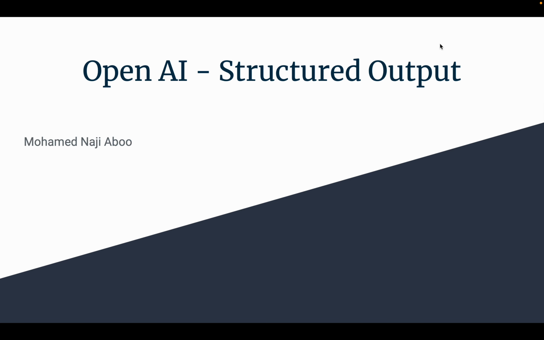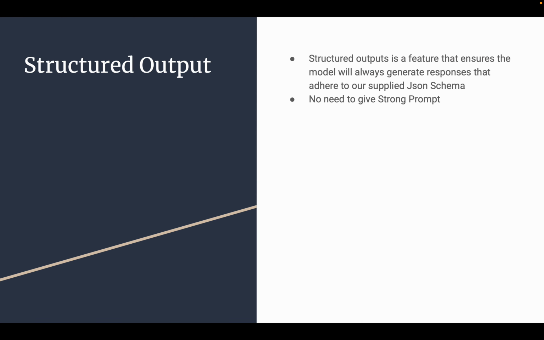In this video, we will be discussing OpenAI structured output. So we can see what is structured output. Structured output is a feature that ensures the model will always generate responses that adhere to our supplied JSON schema. So whenever we call the OpenAI completion API, it will return the result in an unstructured way.